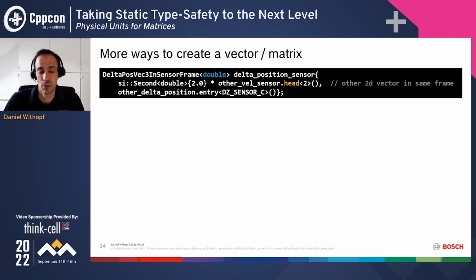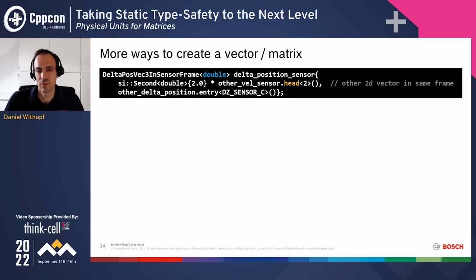Now, there are also more complex ways how we can create a vector or matrix. In this example here, we're creating a delta position vector of dimension 3 in center frame, so a different frame. And this can be done by initializing the first two elements here with the multiplication of a duration in seconds with the first two elements of a velocity vector in the same frame. So we're multiplying a duration in seconds with a velocity in hopefully meters per second, which gives us a displacement in meters.